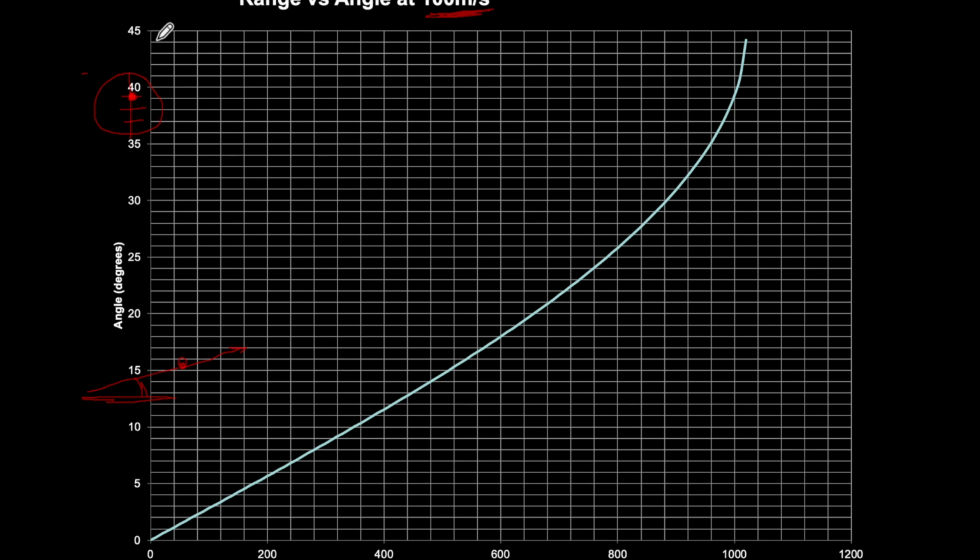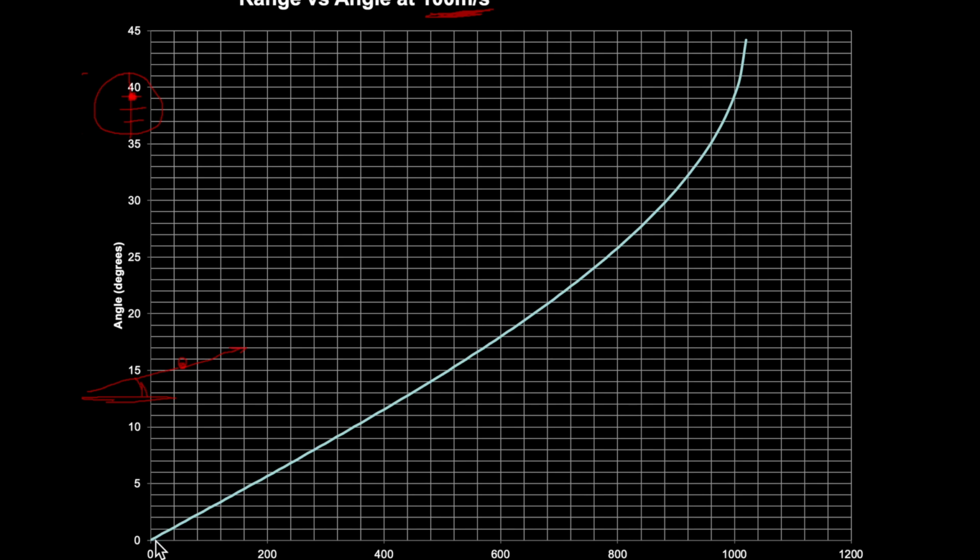Now, if I try to go above 45 degrees, something weird begins to happen: the range would actually begin to creep back down, all the way back down to 0. In other words, to the ultimate end here, if I were to shoot at a 90-degree angle, guess what my range would be? 0, because it's going up and coming right back down. That's not a good thing. Please don't ever do that, okay?